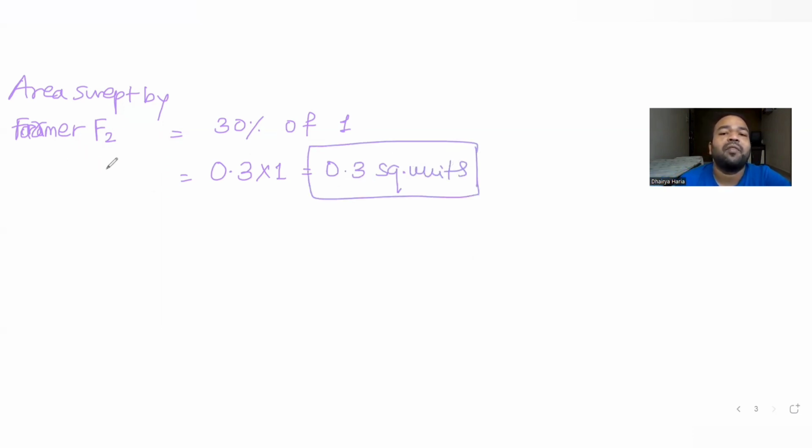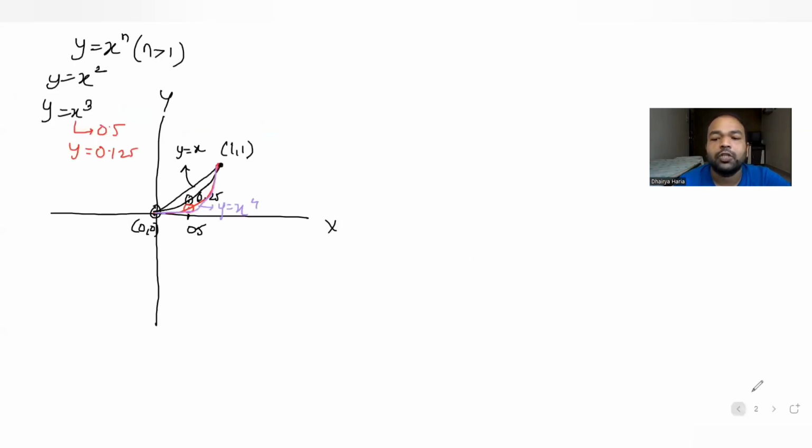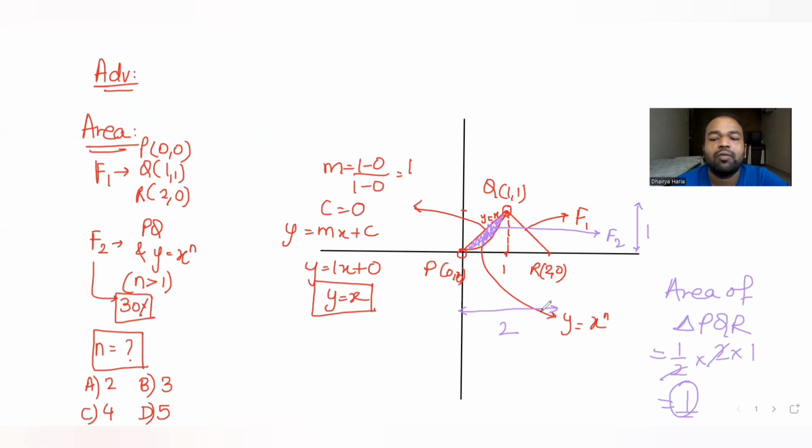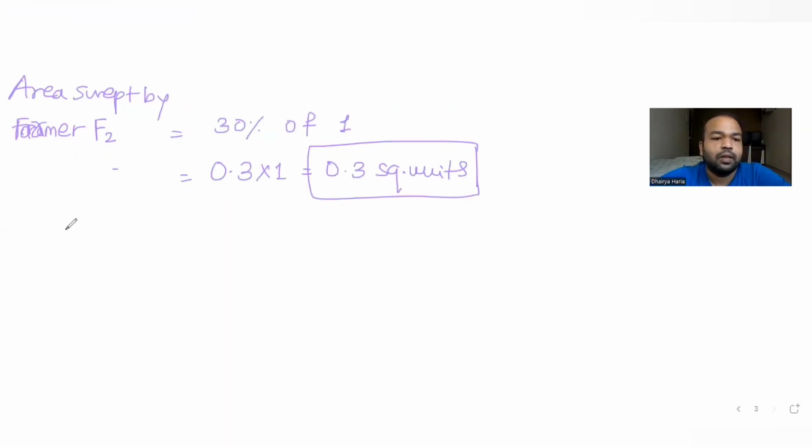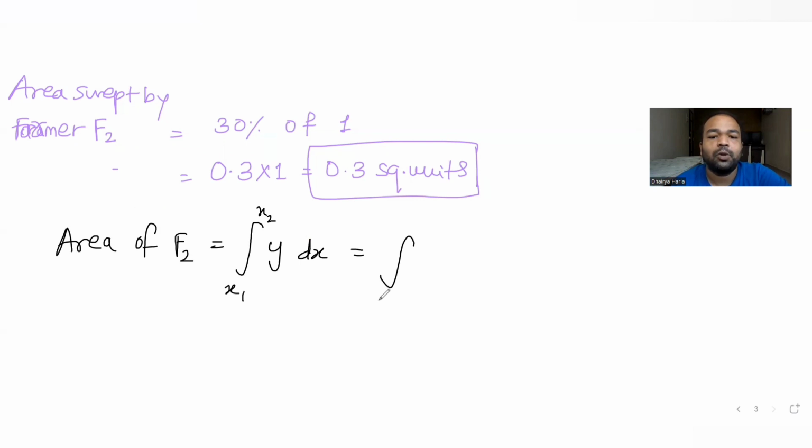And if you see, the area swept by farmer F2 is nothing but the region between the line y equal to x and the curve y equal to x raised to n. And the limits of x go from 0 to 1 here. So the area of F2 that is taken away from F1 is 0.3 square units. But if I write it in terms of integrals, it is the integral with limits x1 to x2 of y dx. And we know the limits of x go from 0 to 1. Y is between y equal to x and y equal to x raised to n.